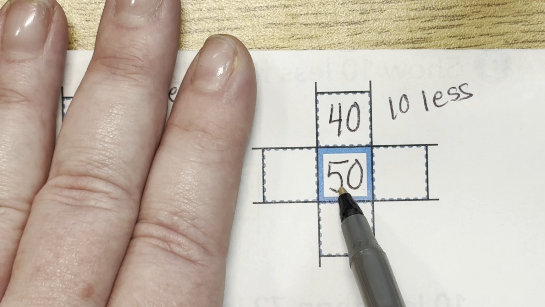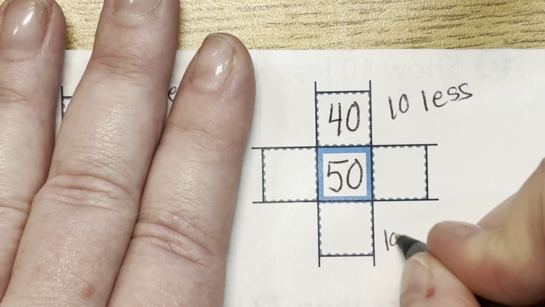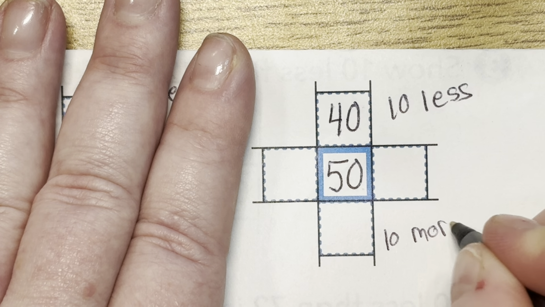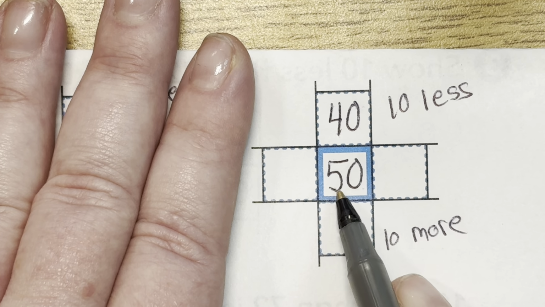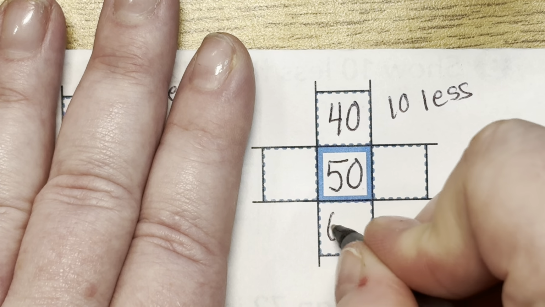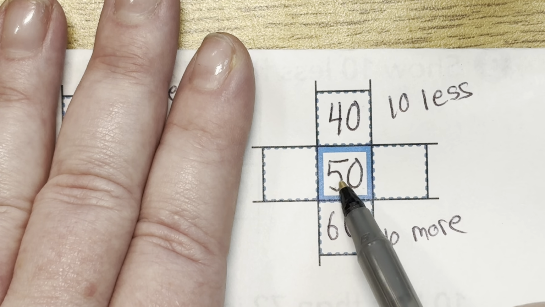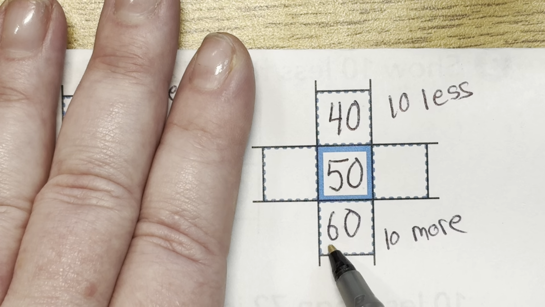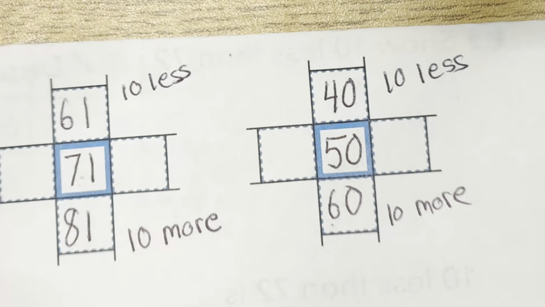All right, what if I add 10 more to 50? What's going to happen? That's right, it's going to be 60. I had 5 10s. Now I have 6 10s. Good job.